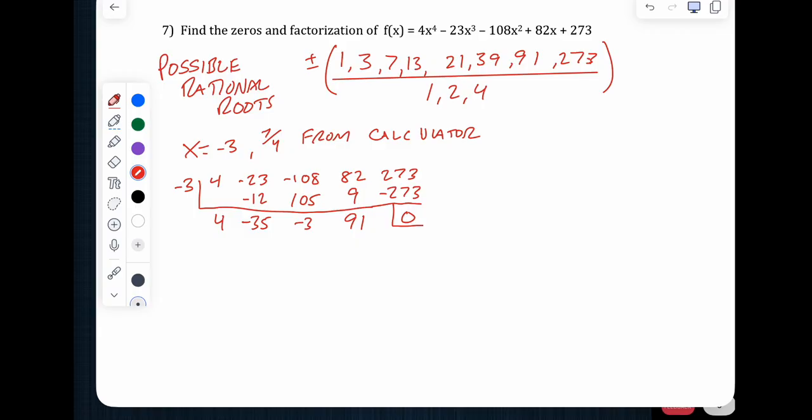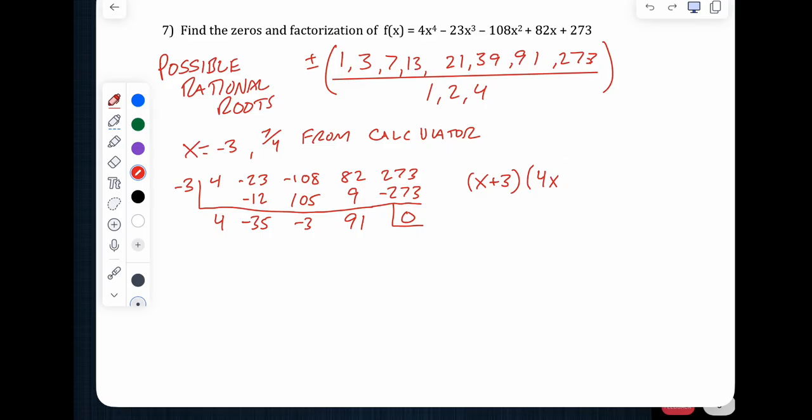I would like you to write this next to it. Write down x plus 3. Because if -3 is a 0, then x plus 3 is a factor. And then this answer I'm going to write next to it. And I know it's a 4. What power goes on this x?